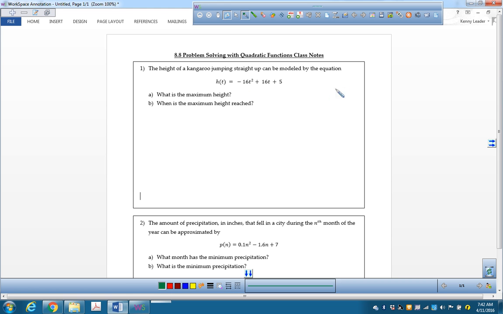So if a kangaroo or anything for that matter goes up, you're launched with some initial velocity. In this case, it looks like this guy is jumping up, and you don't have to know where these numbers come from, but he's jumping up with an initial velocity of 16 feet per second from a height of 5 feet. Then this is acceleration, which is trying to pull him down.